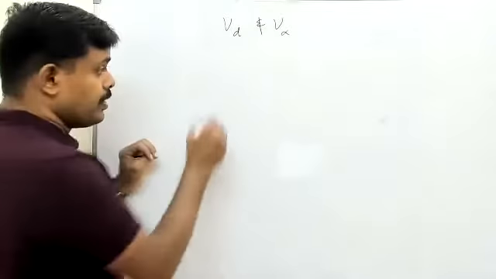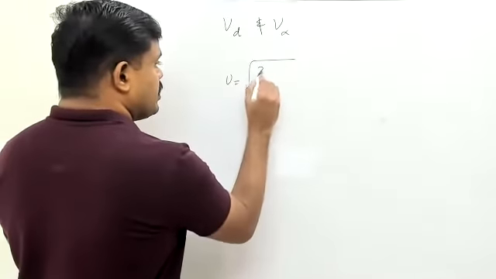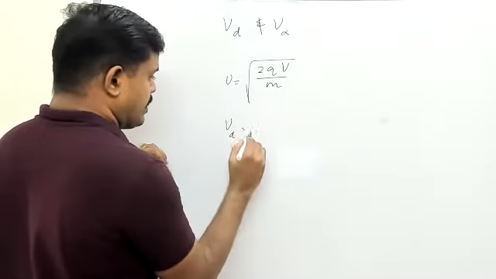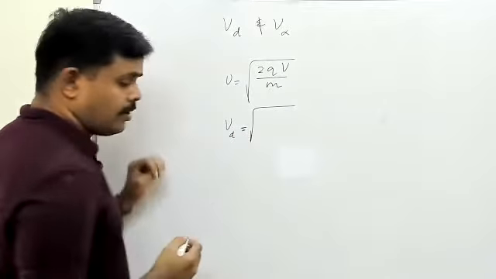So do it yourself. First of all, write the equation. V is equal to what? Root of 2QV over M. This is the equation to be used. So I am writing deuteron first. How about deuteron?